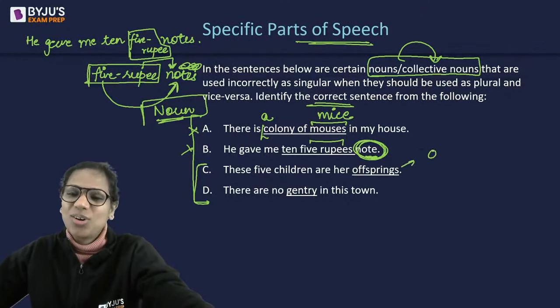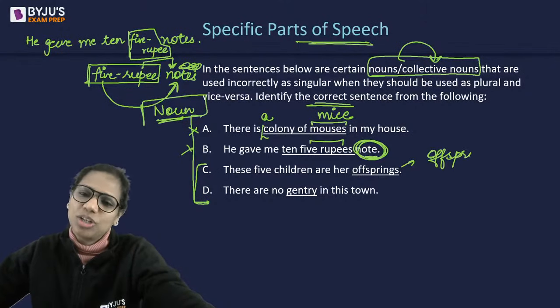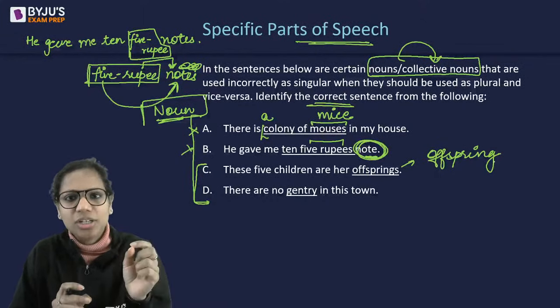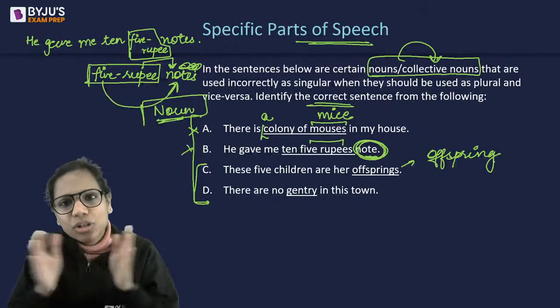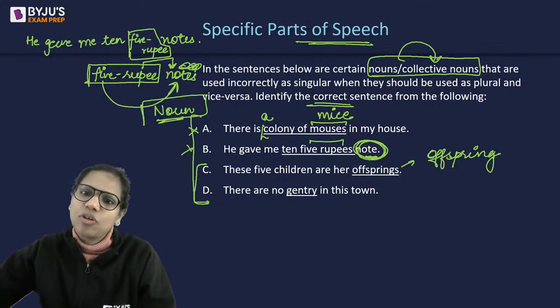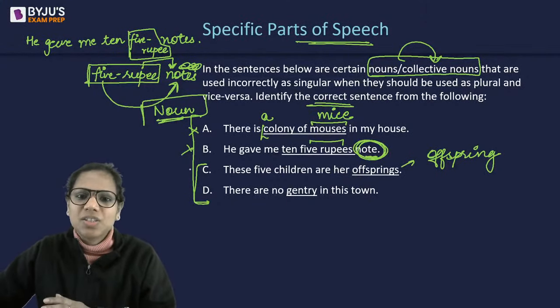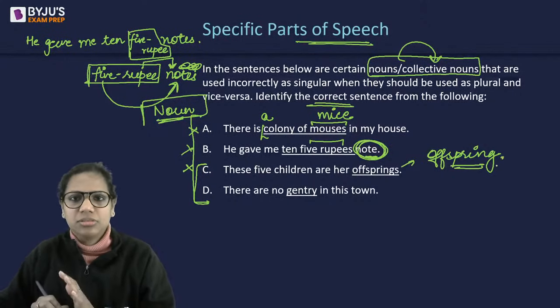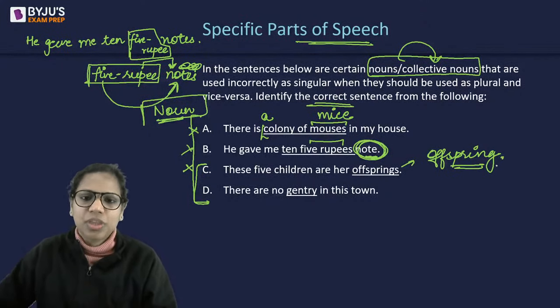Offsprings. Okay, offspring, the plural is offspring only. Offspring refers to someone's child. It can refer to one child also. It can also refer to all the children of a human being, right? So offspring, the plural is offspring itself. That's why this is also erroneous. These 5 children are her offspring. That should be the construction.